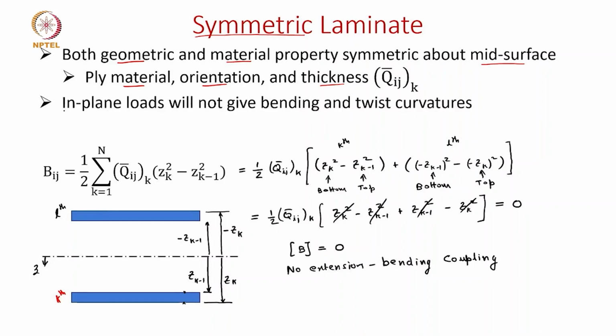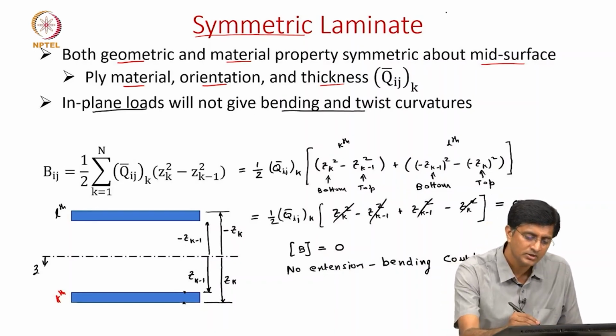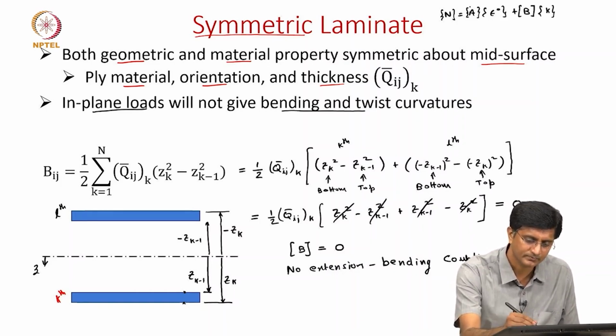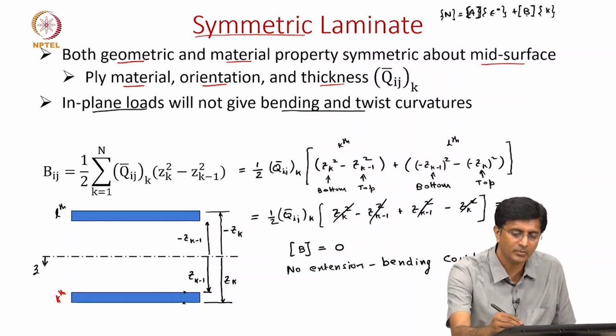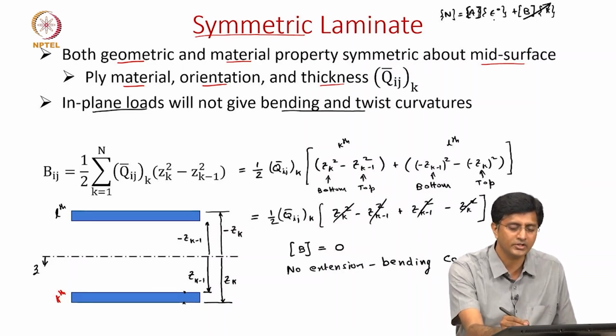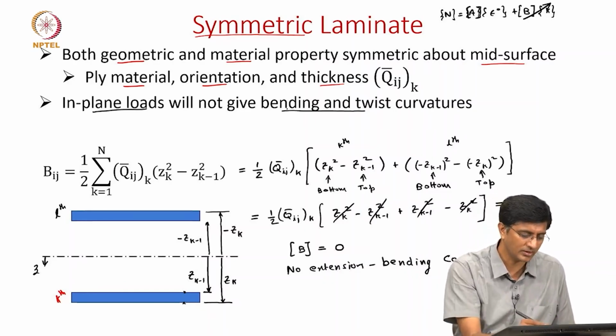So what it means is when we apply the in-plane loads, we will not have bending and twist curvatures. What does this mean? So when you are applying this N equals A times the mid surface extensions plus B times B matrix times the curvatures. Since B matrix goes to 0, we are saying that the in-plane loads are directly related with the extensions in the mid surface and they are not related with the curvatures. That's exactly what is said here.